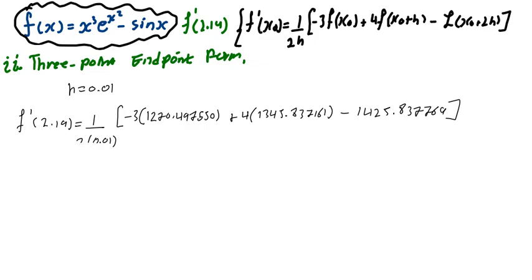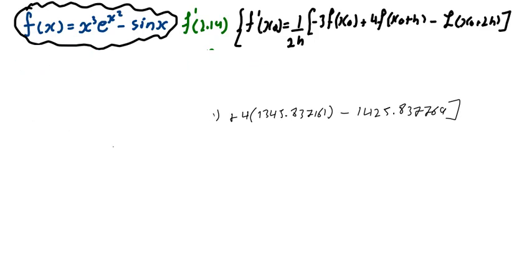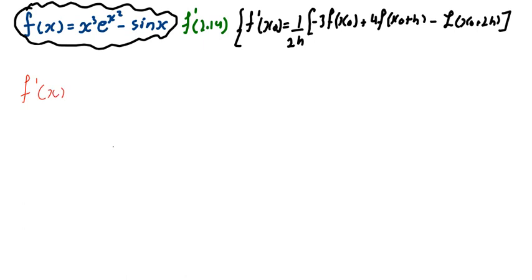Now let me find the exact value itself. We have our f of x there. Let me differentiate this. My f prime of x is simply equal to this part. You of course require the product rule, but when you differentiate it, you're going to end up with 3x to the power 2 plus 2x to the power 4 multiplied by e to the x squared minus cos x.